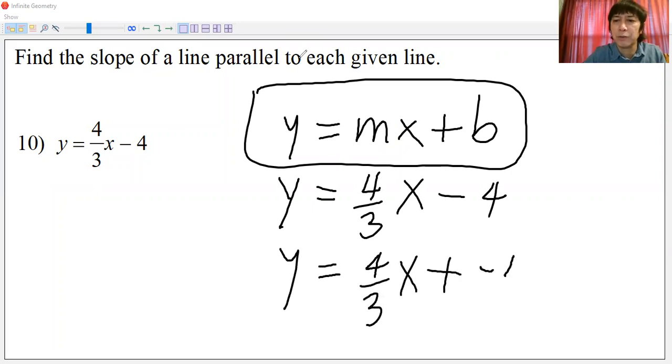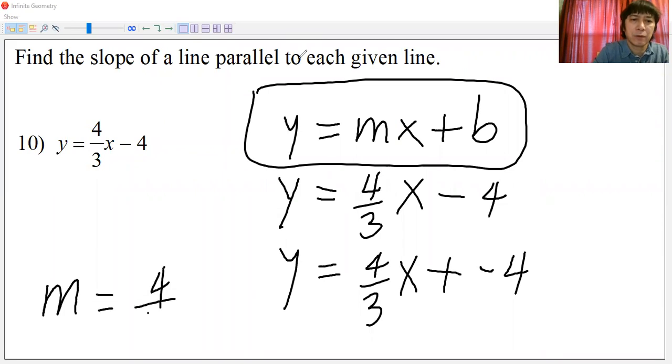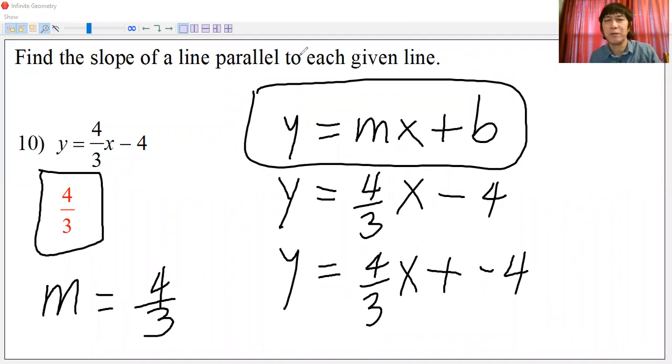and you can rewrite that as plus 4/3 x plus negative 4, like that. And so the coefficient of the x is the slope, and m is 4/3. And that should be it for the answer. Remember, only when they are parallel. And here's the answer. So that gives us the answer for number 10. Let's continue with the next.